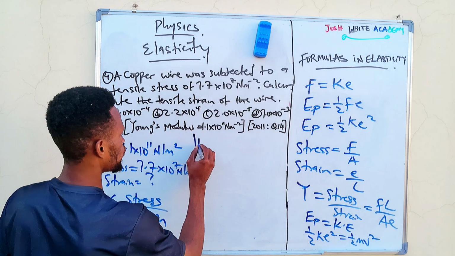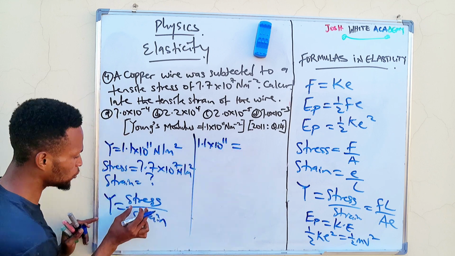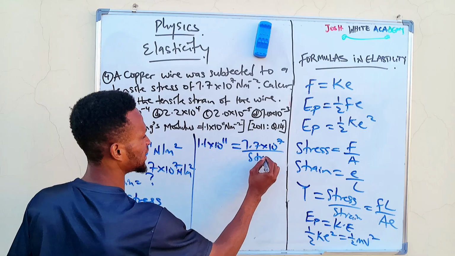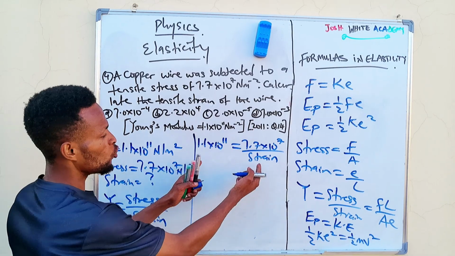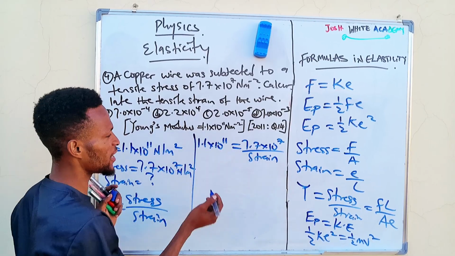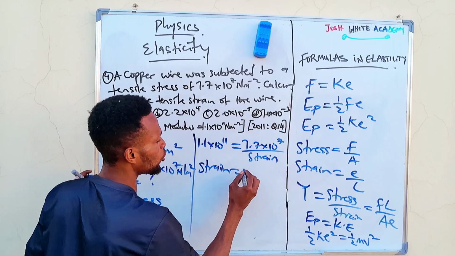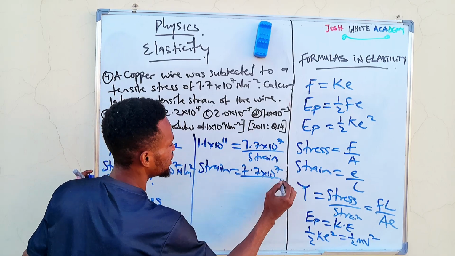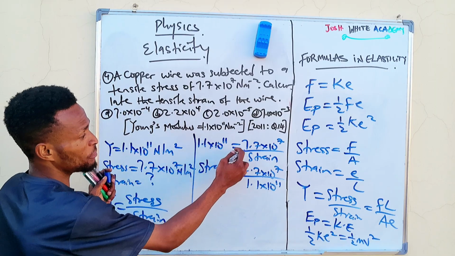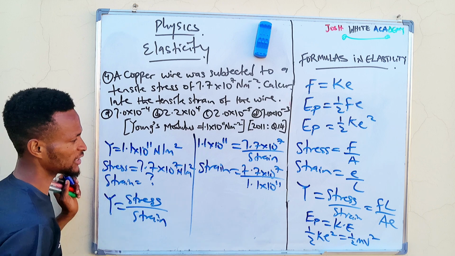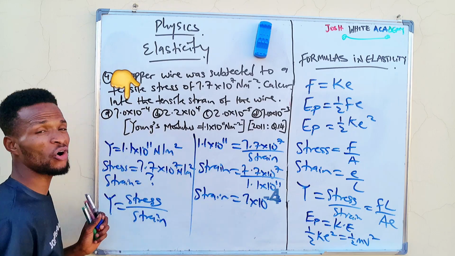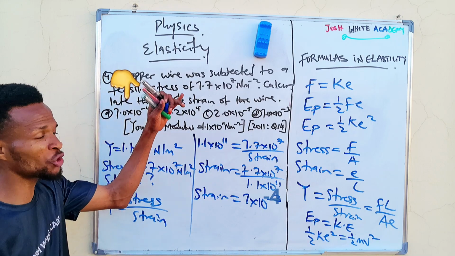So let's substitute our data now. Young modulus, 1.1 times 10^11, is equal to stress, 7.7 times 10^7, divided by our strain, which we are looking for. We can choose to switch these two expressions. Strain is equal to 7.7 times 10^7 divided by 1.1 times 10^11. If you choose, you can just cross multiply, then divide both sides, just to save time. So now our strain. Our strain does not have any unit because it is extension over length.